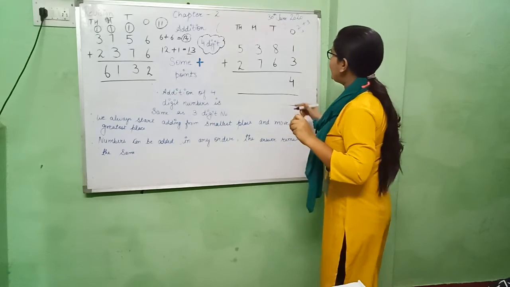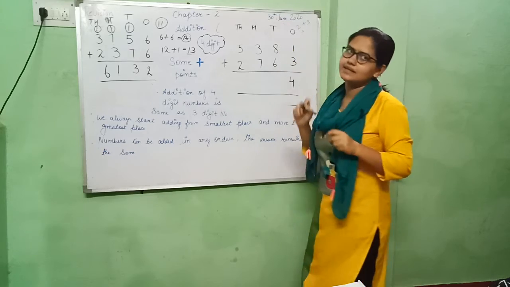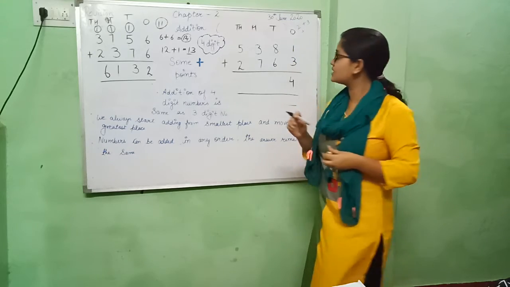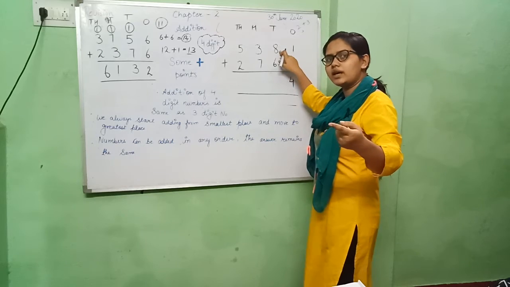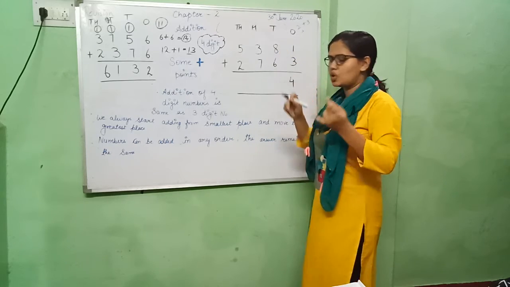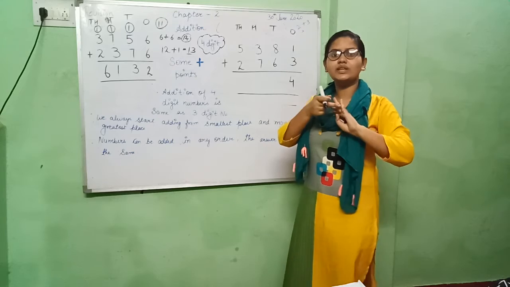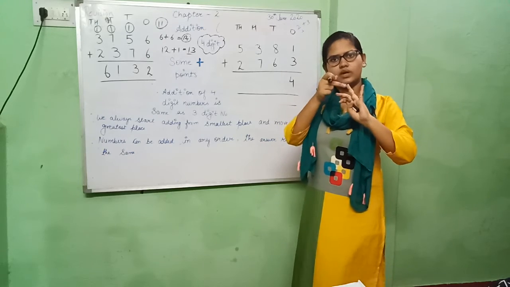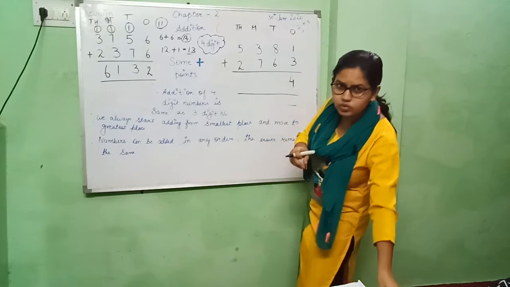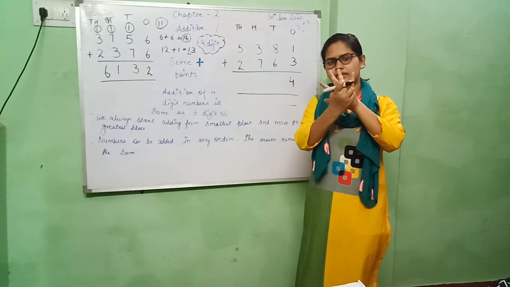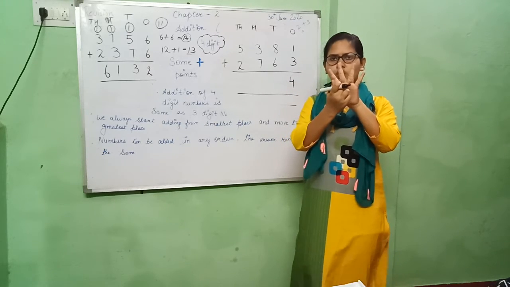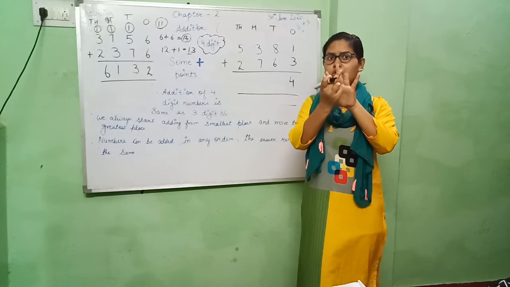So you can see in the tens 8 and 6 are there, right? 8 and 6 are there. So we have to count further from 8, okay? After 8. So there is 6. We have to count the 6 points, okay? After 8. So let's take a counting. 8, 9, 10, 11, 12, 13, 14.